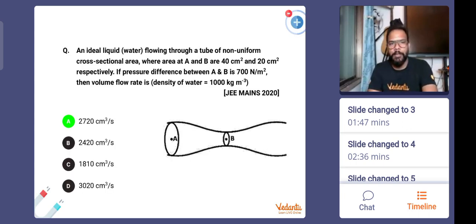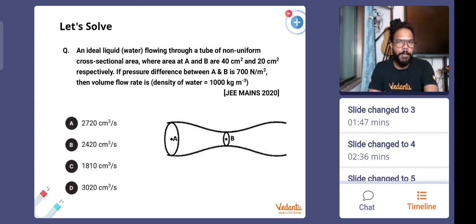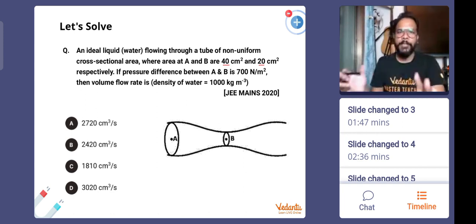Okay everyone, next question. This one again is based upon Bernoulli's theorem and the equation of continuity. It says an ideal liquid, maybe water, though water is not an ideal liquid, but they are considering it so, is flowing through a tube of non-uniform cross-section where points A and B have areas of cross-section 40 and 20 centimeter square. If the pressure difference between A and B is 700 Newton per meter square, then how much is the volume flow rate in the pipe?